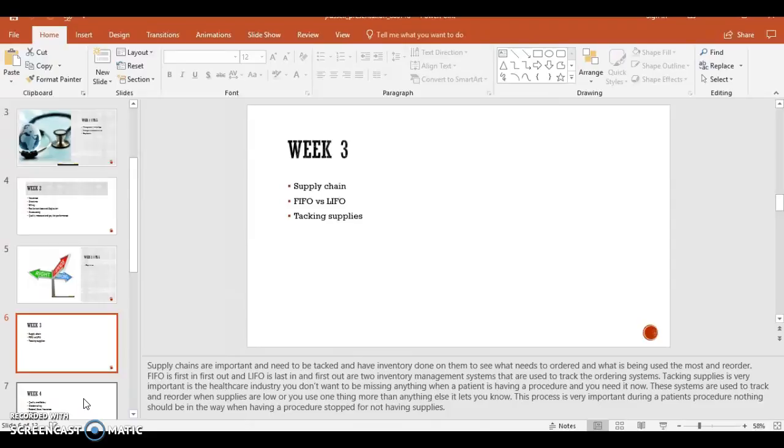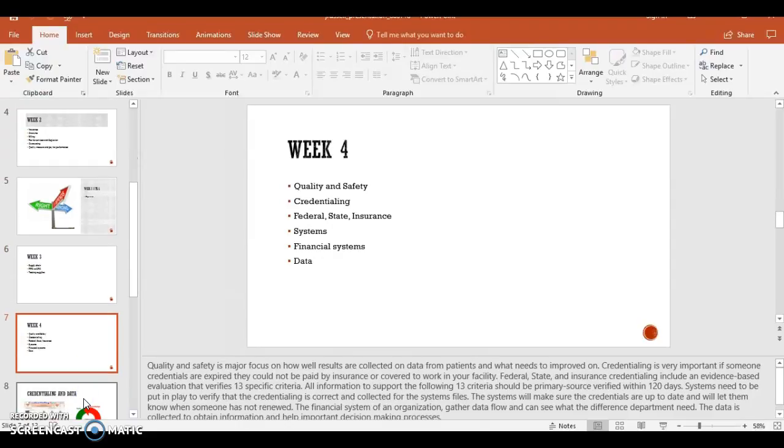Tracking supplies is very important in the healthcare industry. You don't want to be missing anything when a patient is having a procedure and you need it now. These systems are used to track and reorder supplies when they are low, or use one thing more than the other to see if you should order more. This process is very important during a patient's procedure. Nothing should be in the way, with a procedure stopped for not having supplies.